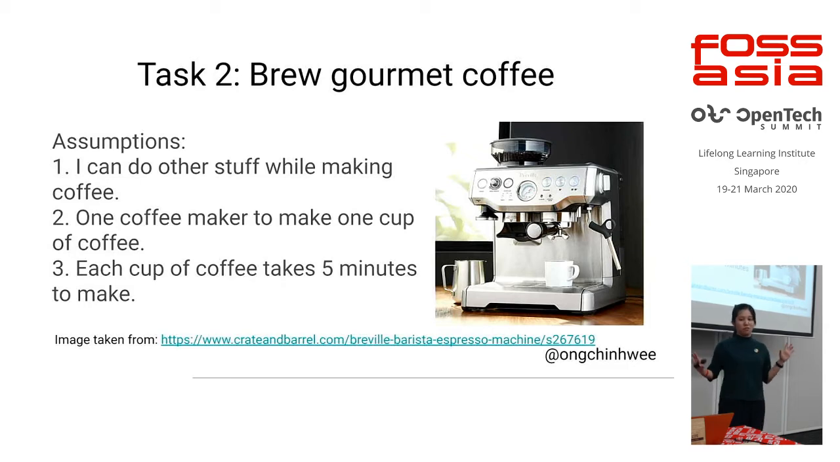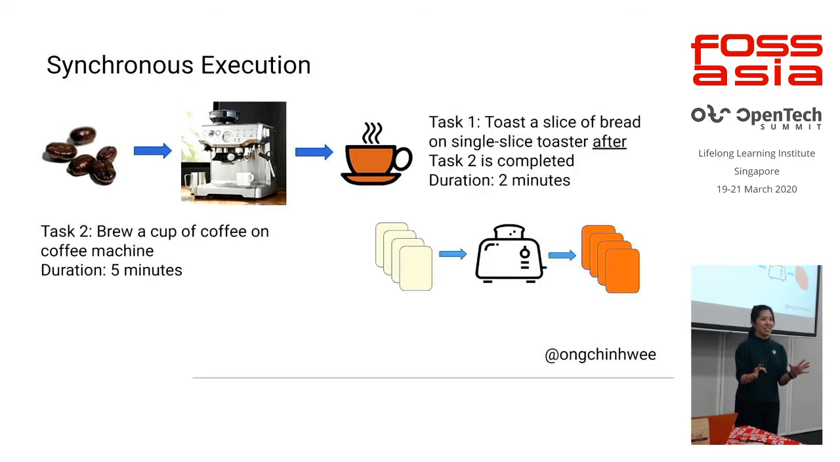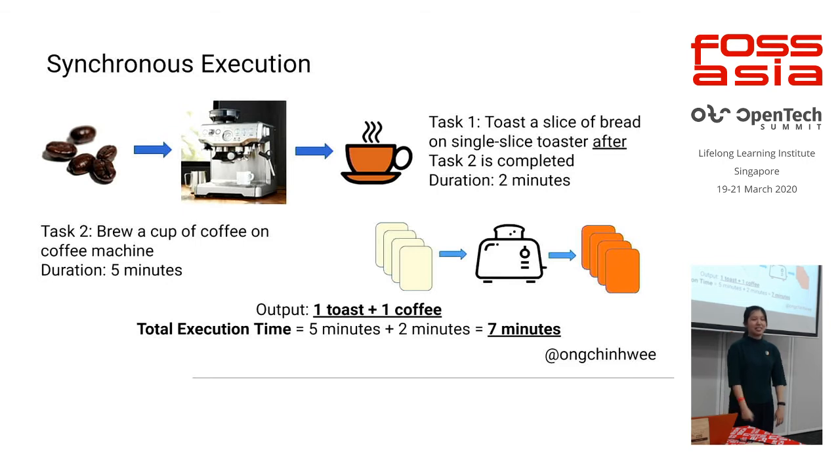I brew gourmet coffee. But the assumption is that while I brew my coffee, I can do other stuff like check my phone, crack some eggs, make some toast. In the synchronous case, I brew a cup of coffee at the coffee machine, and I just stand there and wait for the coffee to be done, 5 minutes. And then after the coffee is done, I go and make my toast. So 5 minutes for coffee, 2 minutes for toast. Just to make a cup of coffee and toast set, I take 7 minutes.